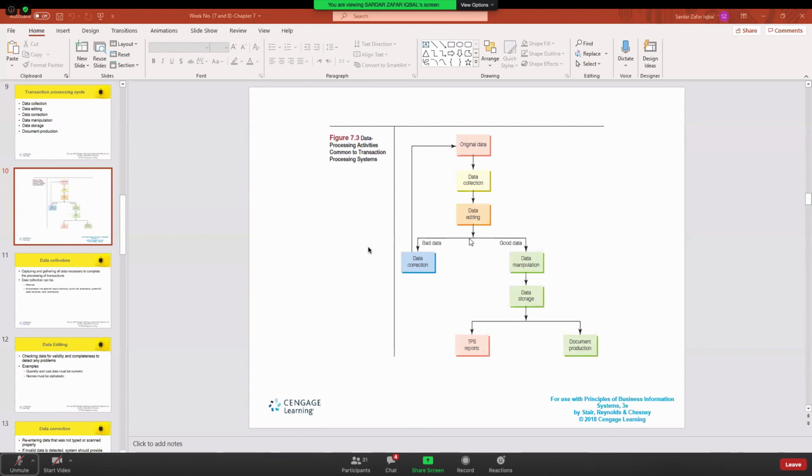So we discussed the transaction cycle, the complete cycle. There are different steps involved. I repeat again, starting from here: data collection, data editing, data correction, data manipulation, storage, and documentation.